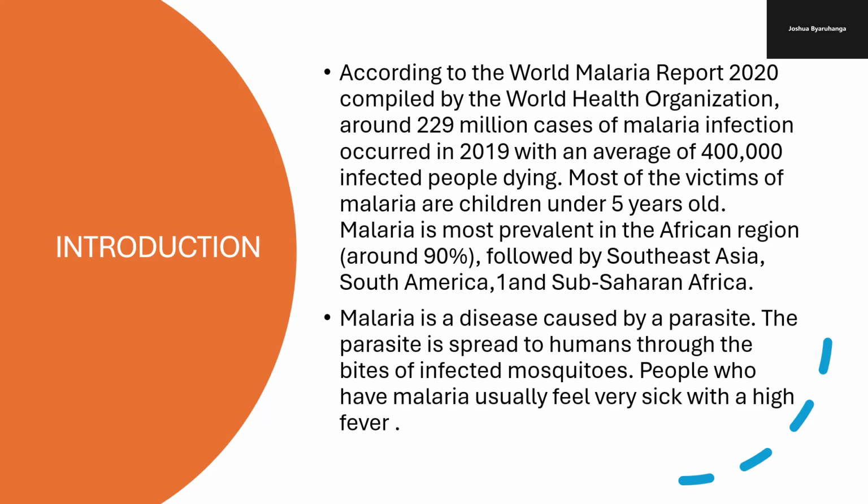This is followed by Southeast Asia, then South America, then the last is Sub-Saharan Africa. Malaria is a disease caused by a parasite. The parasite is spread to humans through the bites of infected mosquitoes. People who have malaria usually feel very sick with high fever.